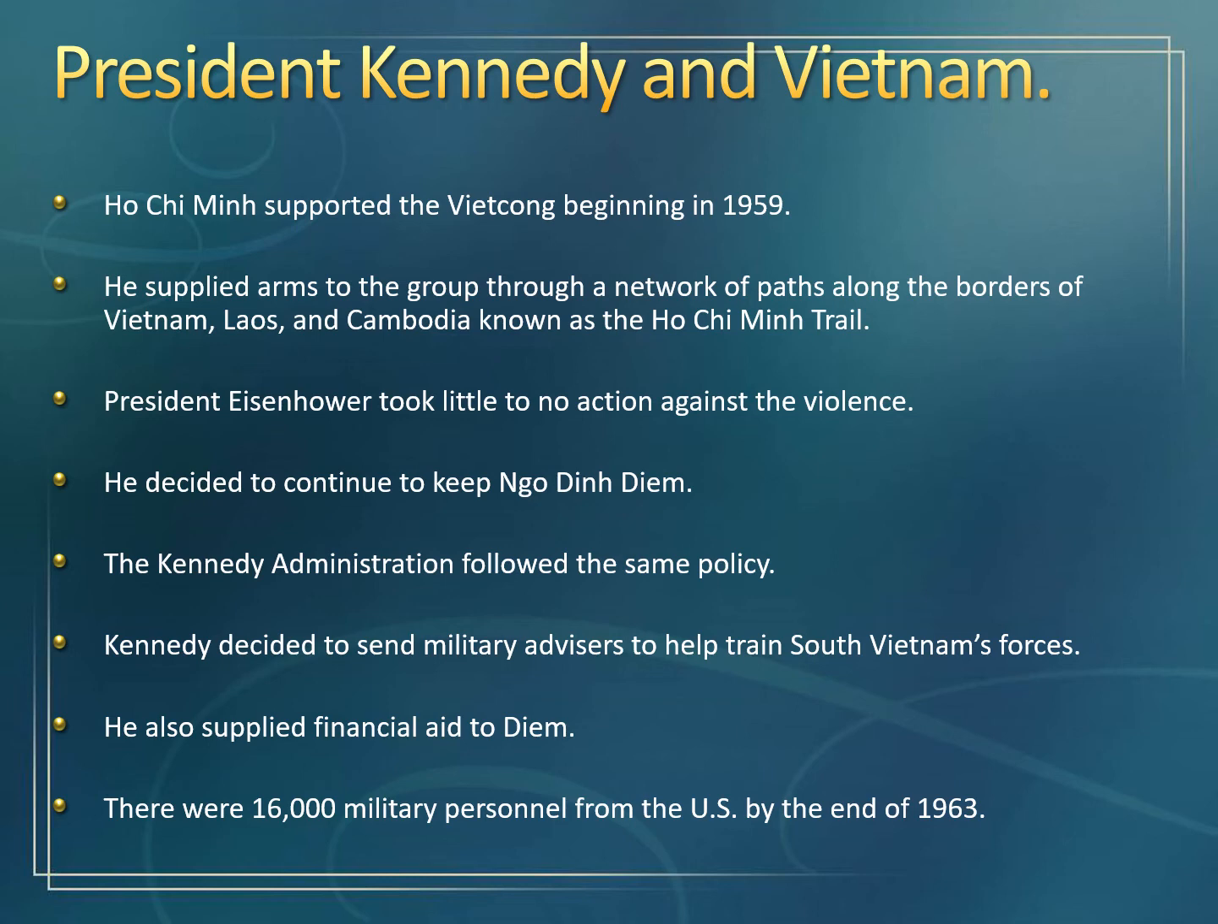Now, President Eisenhower took little to no action against the violence, and he decided to keep Ngo Dinh Diem in charge of South Vietnam. The Kennedy administration followed the same policy. They decided to basically sink or swim with this guy, and they kept him there. Kennedy decided to send military advisors to Vietnam to help train South Vietnam's forces. He also supplied financial aid to Diem. So by the end of 1963, there were 16,000 military personnel from the U.S. in South Vietnam and the surrounding area.